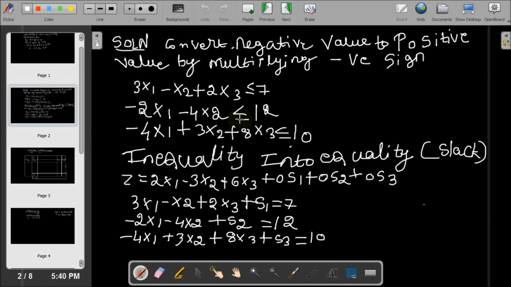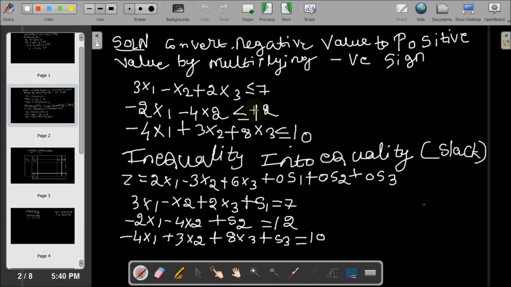You can see that. So this is the first step, because in the simplex method no negative values are allowed. Here I have to convert -12 to +12. How did I do that? By converting the negative value to a positive value by multiplying with the negative sign. Now what is the next step? In the next step you have to convert inequality into equality. You can see here, all the constraints are less than or equal to.